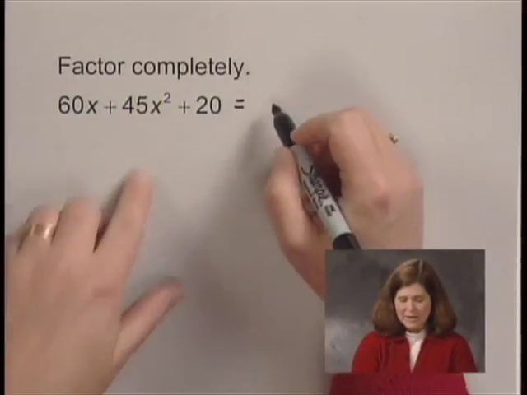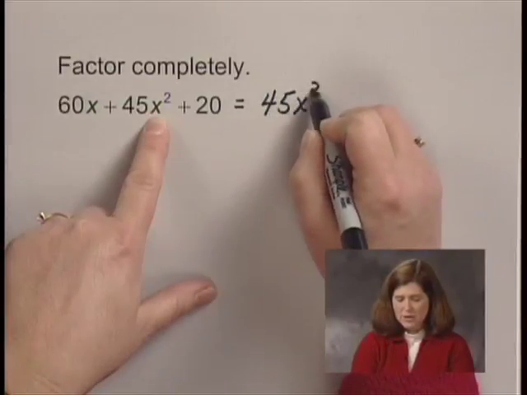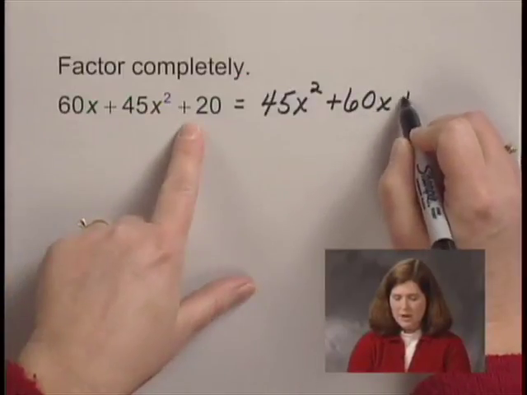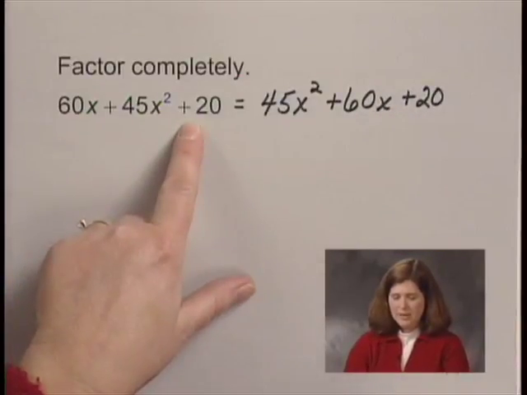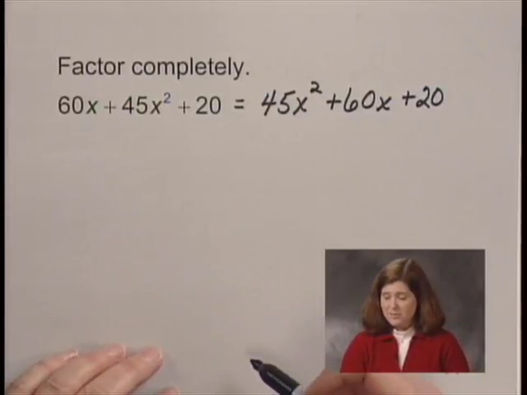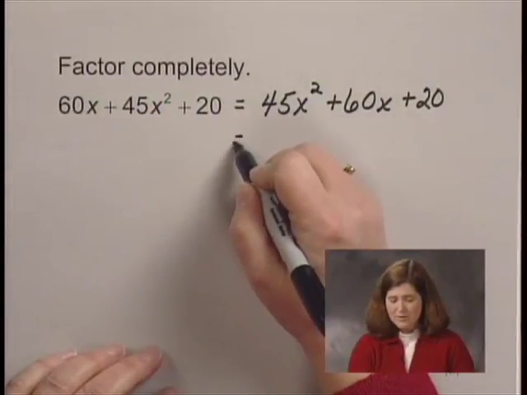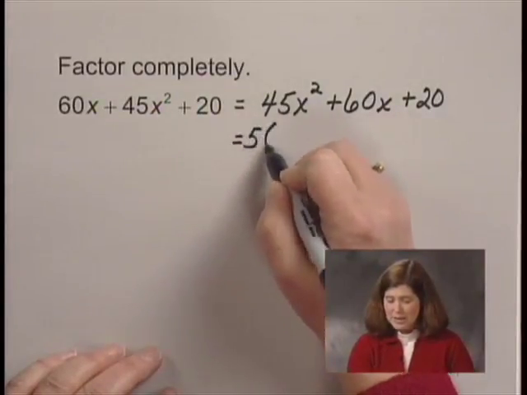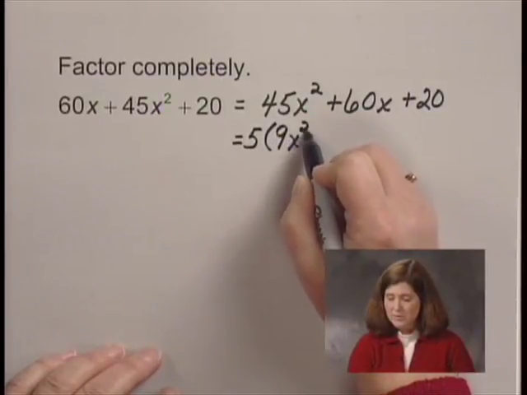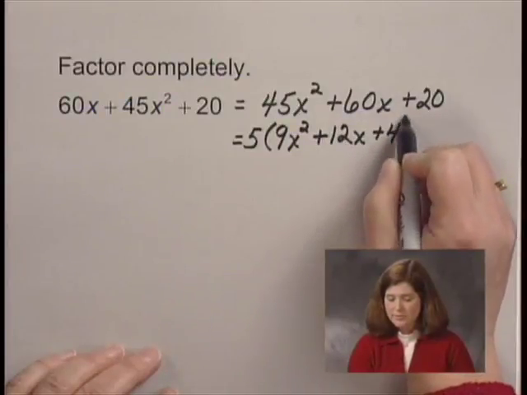I'm going to write this with the x squared term first, 45x squared, then the x term plus 60x, and then the constant term. Now the next thing I do is to check to see if there are any common factors. And there are. There's a common factor of 5, so I'll factor a 5 out. And I have inside the parentheses 9x squared plus 12x plus 4.